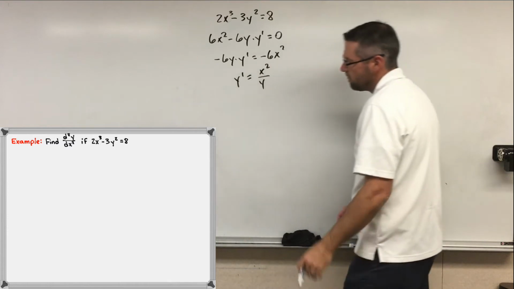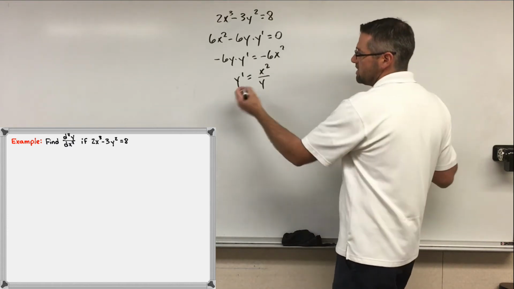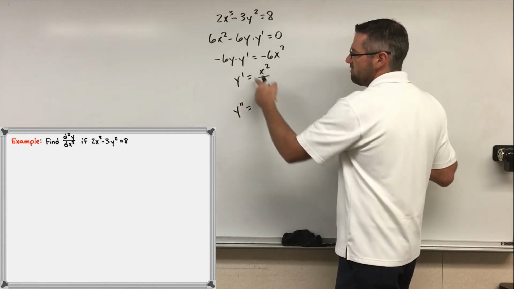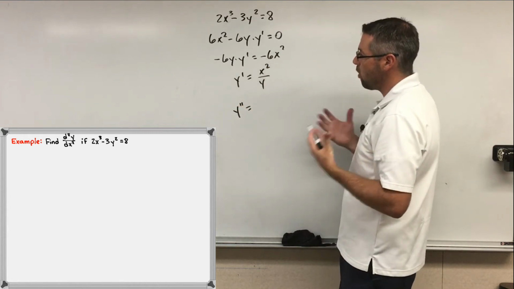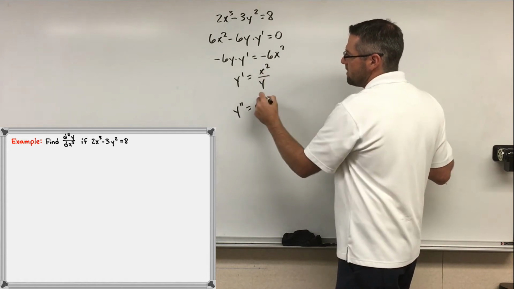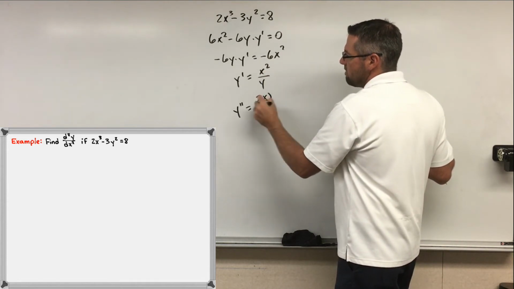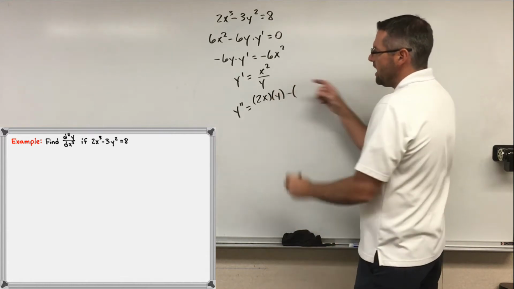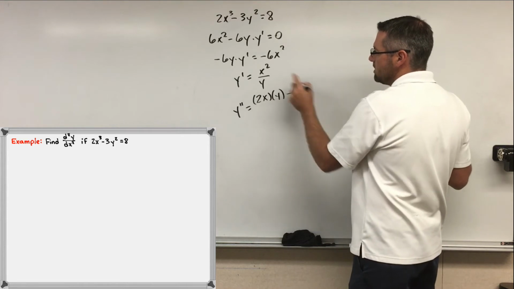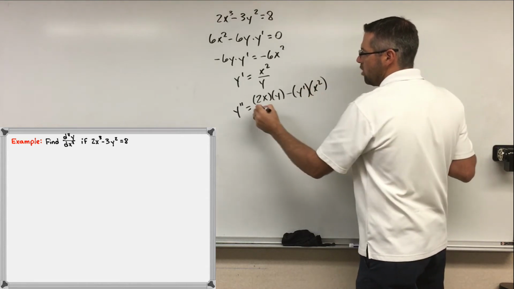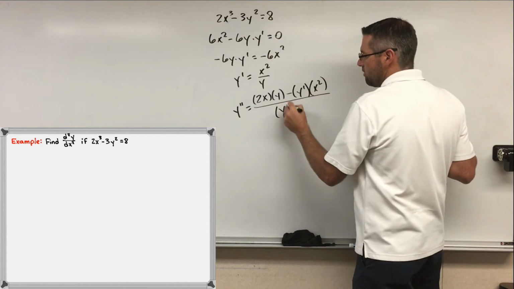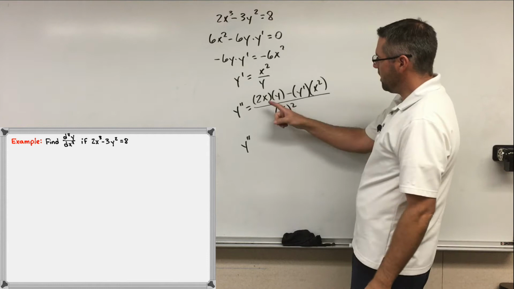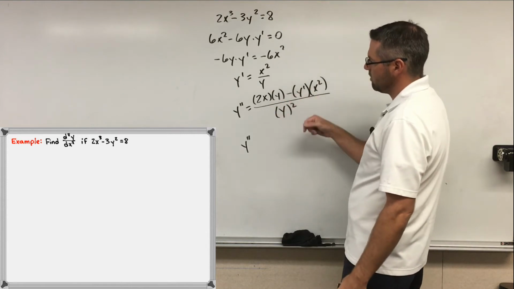Okay, that's great. Now I want the second derivative. So I'm going to take the derivative of both sides. The derivative of y prime is y double prime. The derivative of this side is going to be the quotient rule. So the derivative of the top thing is 2x times the bottom thing, which is y, minus, well, what's the derivative of y? That'd be y prime times the top thing, so times x squared, all over the bottom squared. Okay? We can simplify this, I guess, a little bit. Well, we really can't simplify this other than get rid of the parentheses.